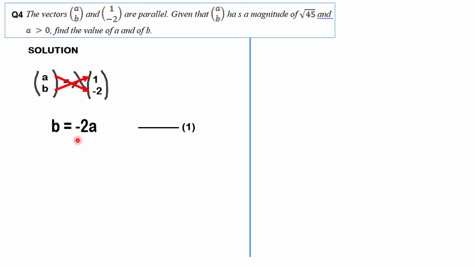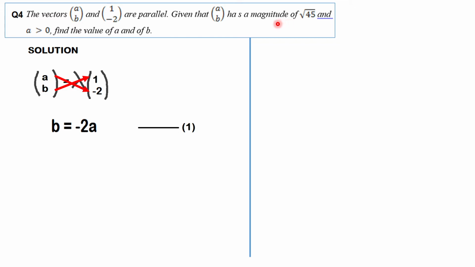So b times 1, you'll get b equals a times negative 2, negative 2a. So b equals negative 2a will be the first equation. In order to get the second equation, we use the second information. So that will be the magnitude.